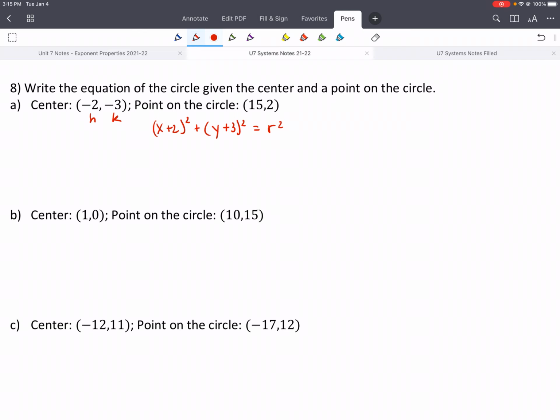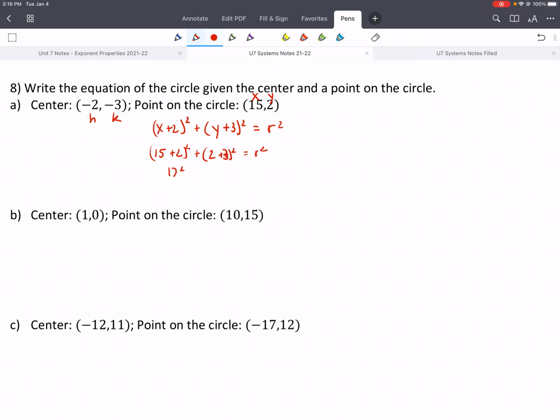They don't give it. This is very similar to what we did in Unit 6, where we had the vertex and a point, or we had the x-intercepts and a point. So our point was always our x and our y. And that's the same for this problem. And we'll plug that in. So we'll get x is 15, and y is 2.